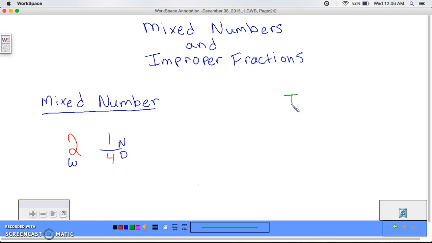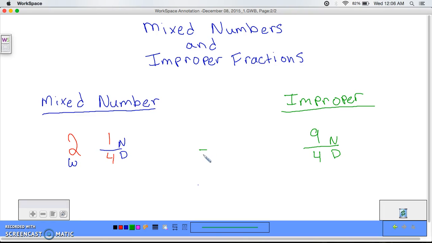Now an improper fraction will look like this. And look at that word: improper. That means it's not right, it's naughty. So in other words, you're not going to have a whole number, but you're going to have a numerator and you're going to have a denominator. Your numerator is going to be bigger than your denominator. See, 9/4. You see how the top number is bigger than the bottom number?